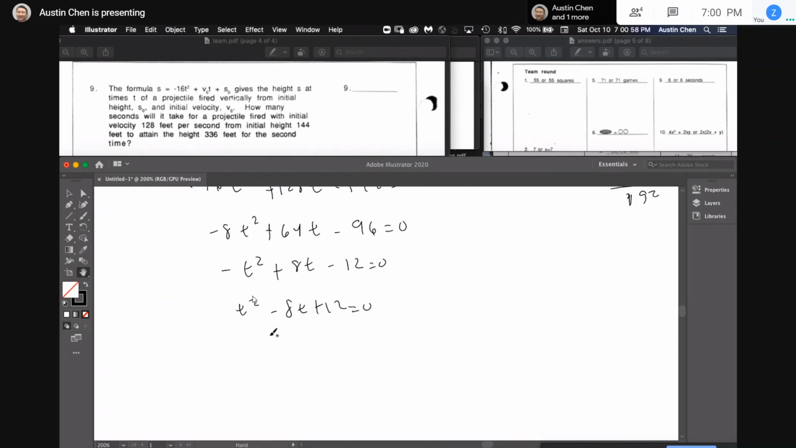And now we can try to factor it, right? We need our last two numbers to multiply to positive 12, but add to negative 8. So that's just going to be negative 6 and negative 2. Negative 6 and negative 2 multiply to 12, and they add up to negative 8. So that means we're going to have two solutions of t equals 2 seconds and 6 seconds. What's the second time? That's just going to be 6 seconds. That's your answer. Anything you want to say, Bill?